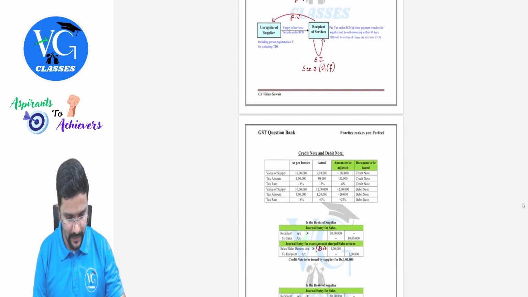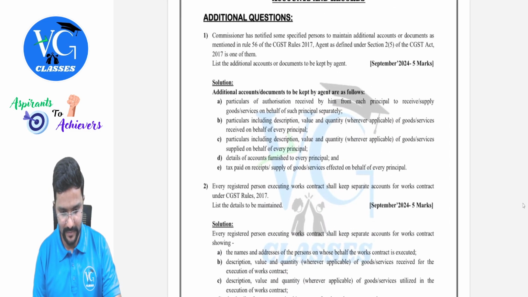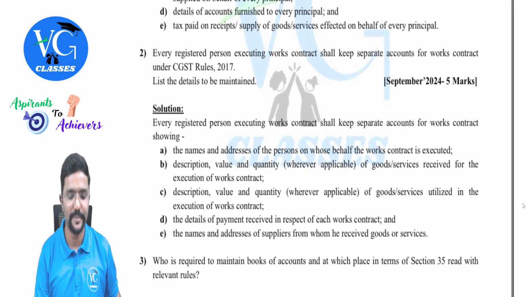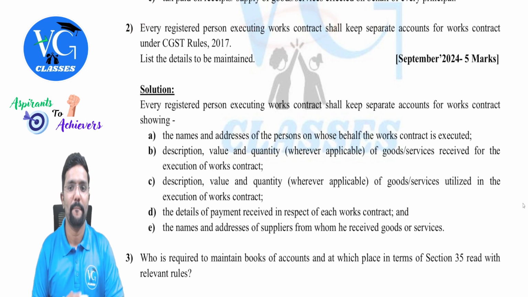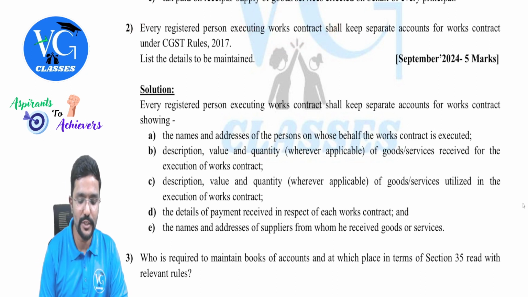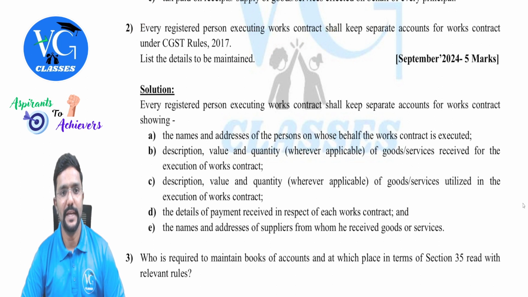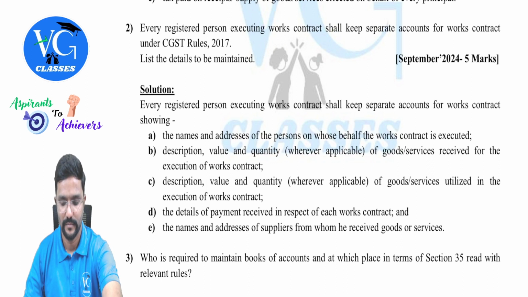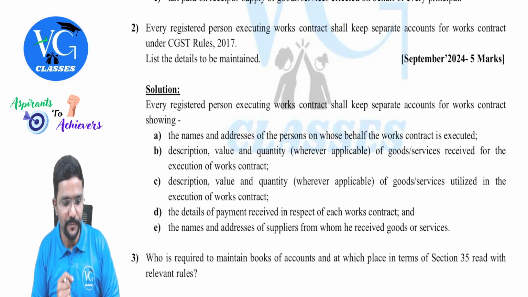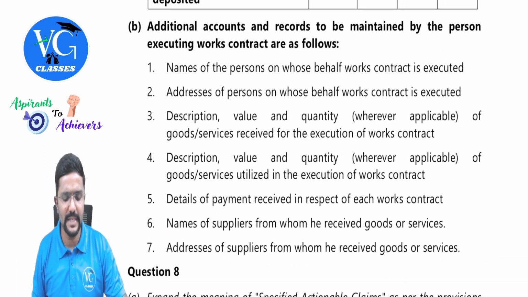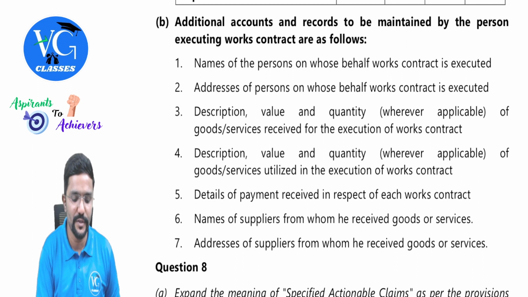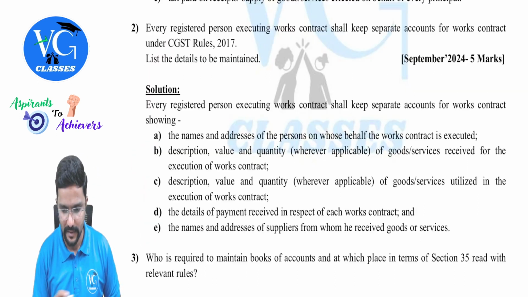If you come to the question bank in chapter 11, you can see this one. Question number 2. Works contract. So these are the additional details which have to be maintained. Yes, sir. You can just go through it. Yes. Did you go through? We will see what answer they have given. It was already asked in September 2024, guys. Yes. You can see they have given totally 7 points.